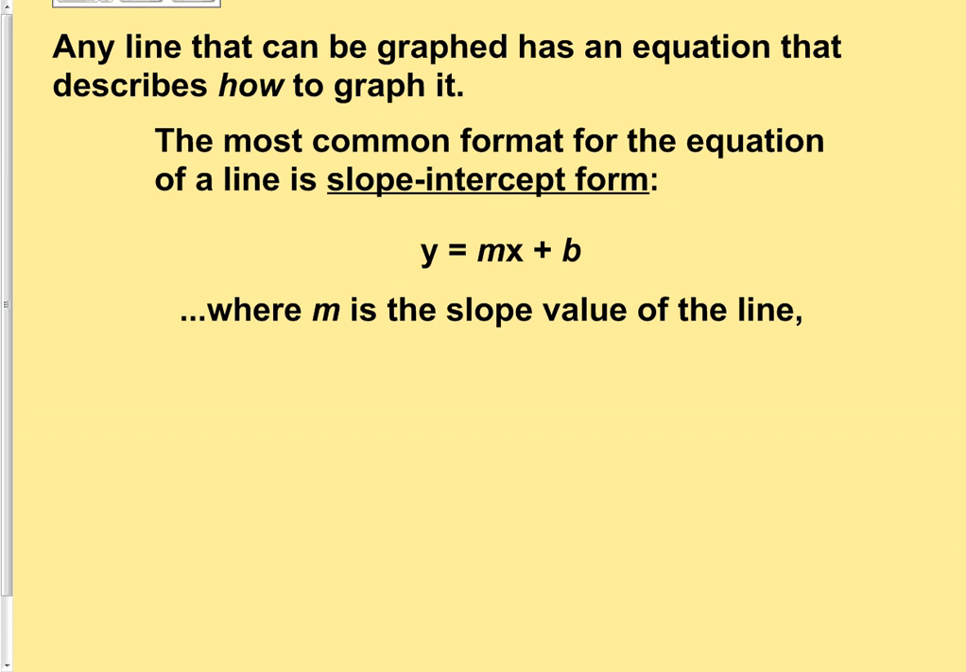m is the slope value of the line. We have already discussed this. We have seen its formula. We have talked about some of its properties, what makes lines go upward or downward, or rise or fall quickly or slowly, what makes them be horizontal or vertical. That is all depending on the slope value. b is what we call the y-intercept of the line. The y-intercept, of course, tells the line where to cross the y-axis.